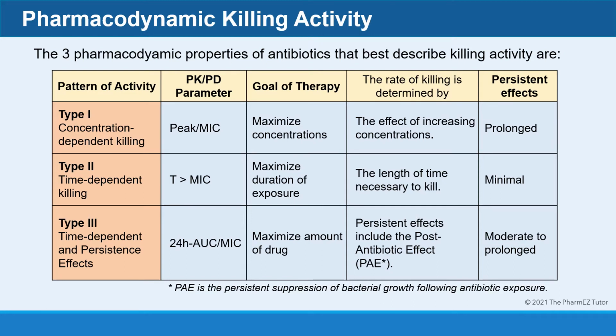And the third type of killing is type 3, time-dependent and persistence effects, where the PK/PD parameter is 24-hour AUC divided by the MIC. The goal of therapy here is to maximize the amount of drug. The rate of killing is determined by the persistence effects, which include the post-antibiotic effect. Persistent effects are moderate to prolonged.